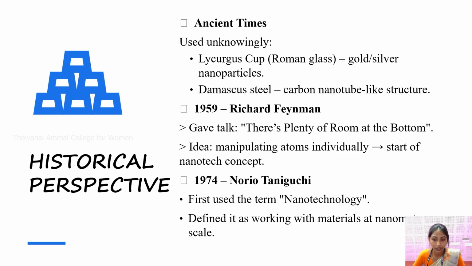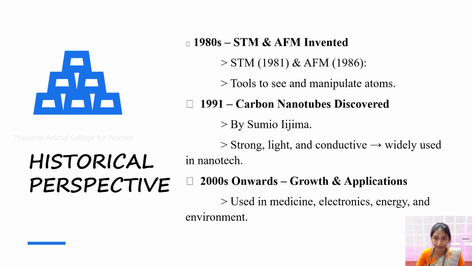In 1974, Norio Taniguchi first used the term nanotechnology. It defined working with material at nanometer scale. And in 1980s, STM and AFM were invented. Scanning tunneling microscope was invented in 1981 and atomic force microscopy in 1986. This is the tool to see and manipulate atom.